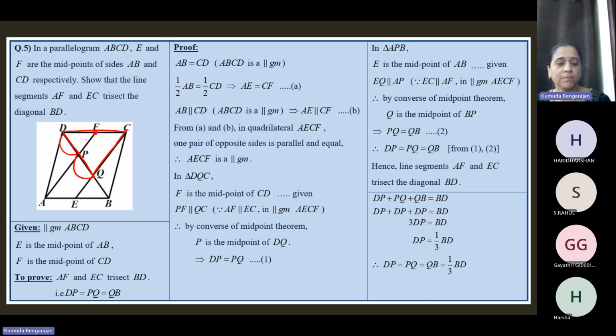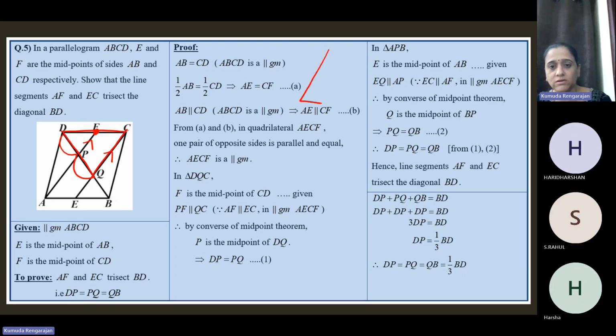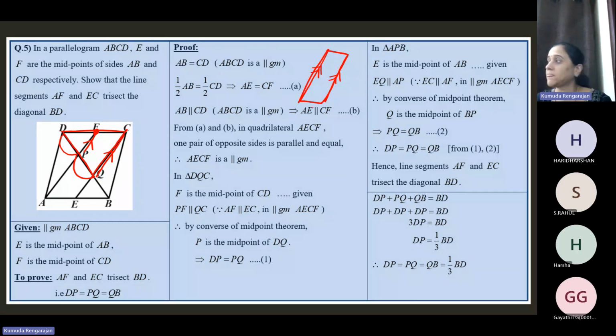So in this triangle, use the converse of the midpoint theorem. F is the midpoint of CD, given. FP is parallel to CQ because you proved it's a parallelogram. So these two sides are parallel, and these are parts of these line segments, so they are parallel. FP is parallel to CQ. So by converse of the midpoint theorem, P is the midpoint of DQ, which means DP is equal to PQ.